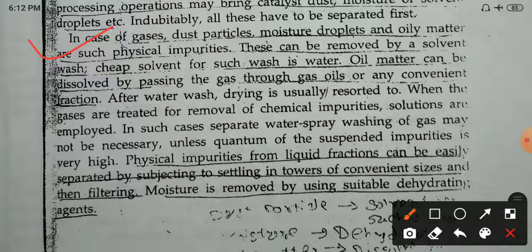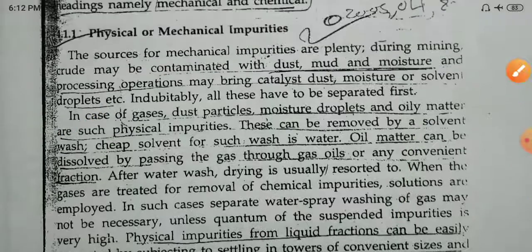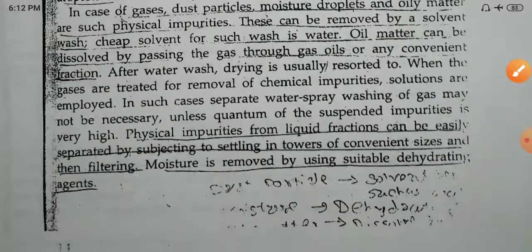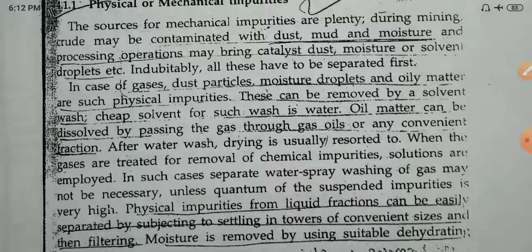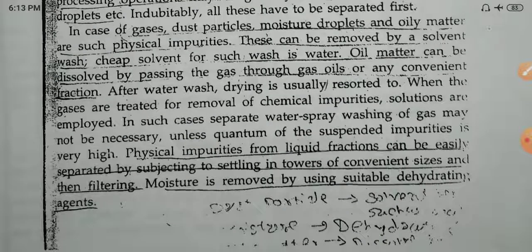Okay, in this part, the mechanical impurities and physical impurities are described. Particles, moisture content, droplets and oil matter are physical impurities. And mud, dust and moisture are all part of the mechanical impurities. This can be removed by a solvent wash with a cheap solvent such as water. Oil matter can be dissolved by passing through a gas oil, any convenient fraction. Now after the wash, drying is usually restored when the gases are treated for removal of chemical impurities.